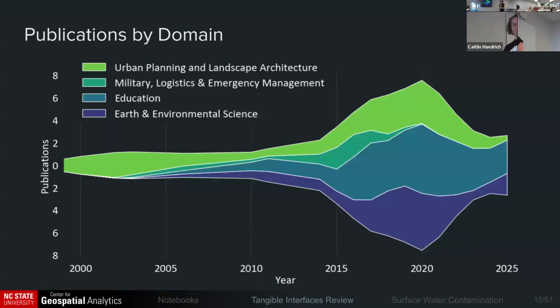And here are those publications again, but now broken down by domain, since I think it's really interesting to look at how these spread from urban planning and landscape architecture, where it has its roots with the URB system. And then there's never been a lot of publications, a lot of presence in literature from military logistics and emergency management. And then later we see education and earth and environmental science really entering the scene and becoming the dominant field that's publishing G-TUI research.